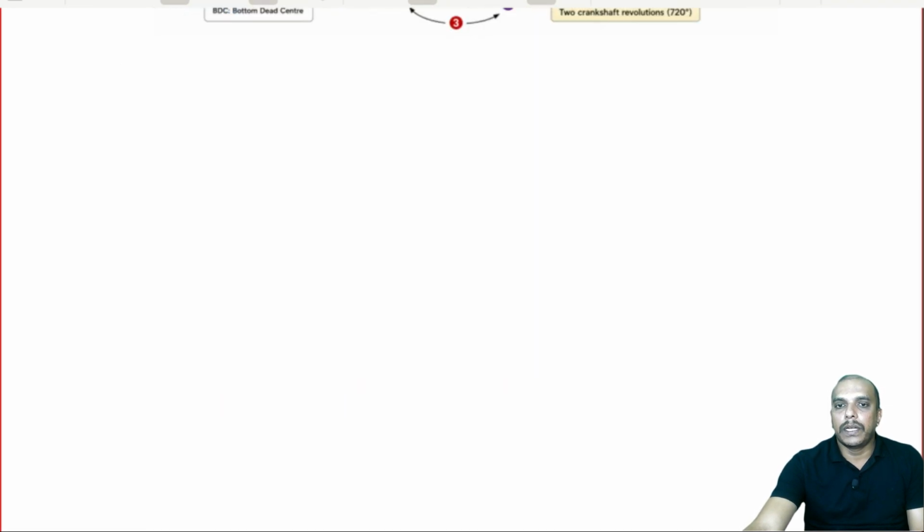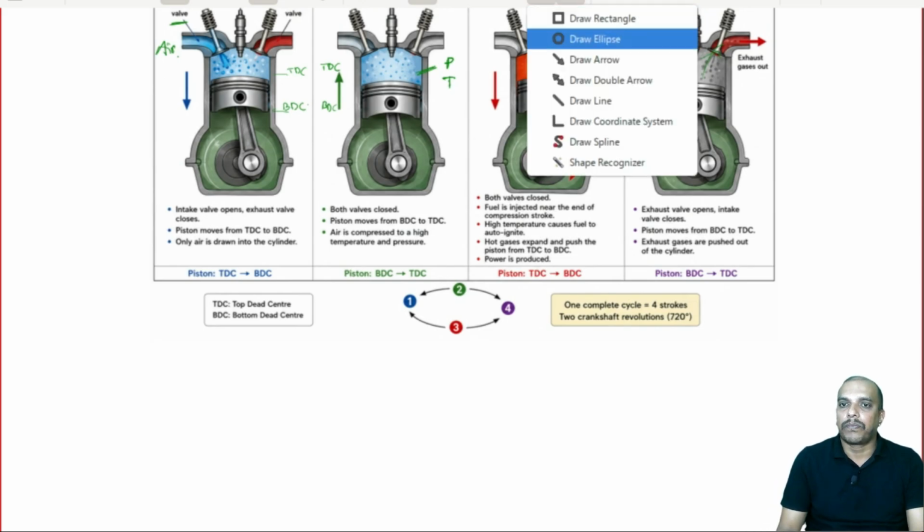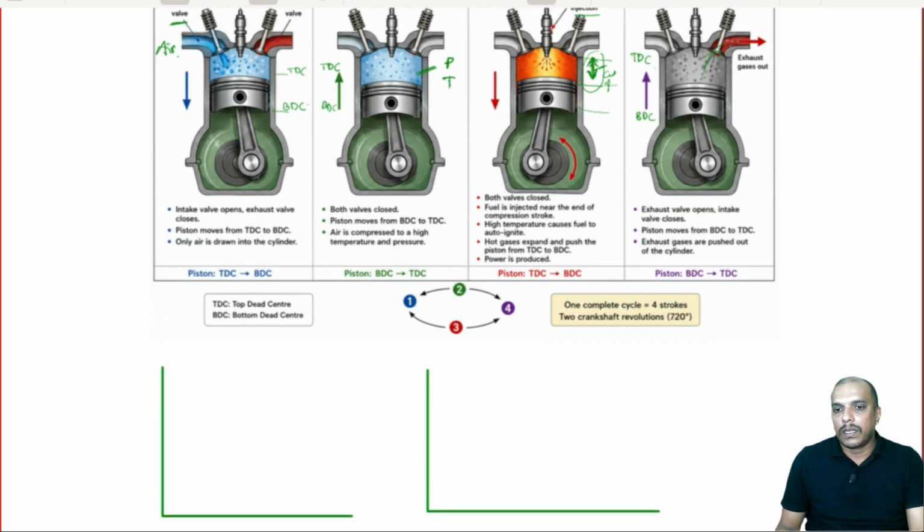Now, let us try to write the PV and TS diagram for a typical diesel engine. PV diagram. Now, the first stroke is the suction stroke. How the suction stroke happens, we already know.